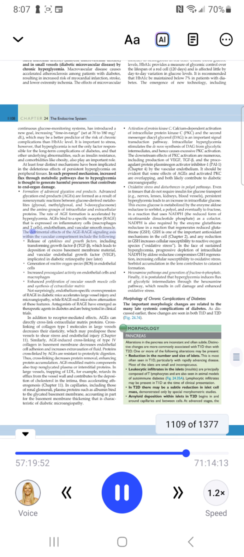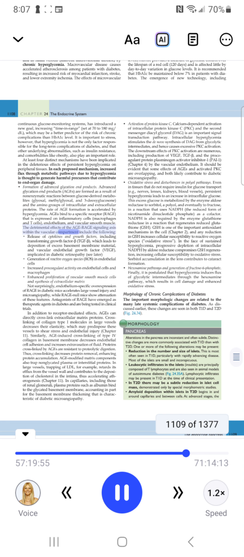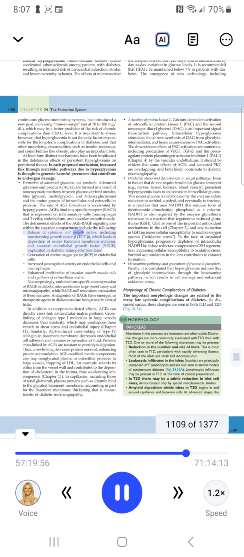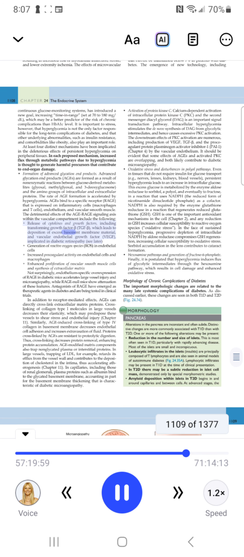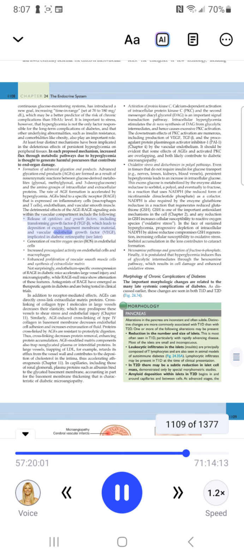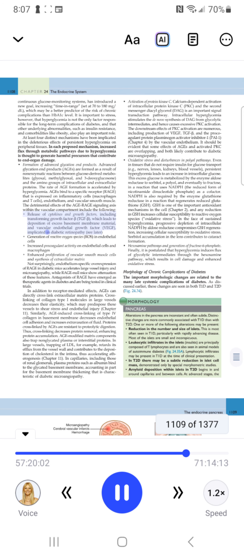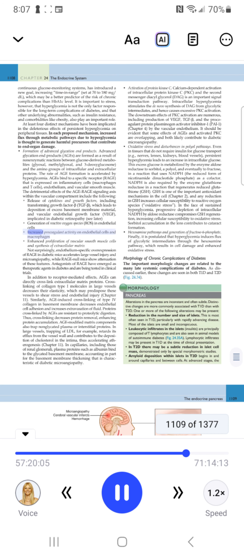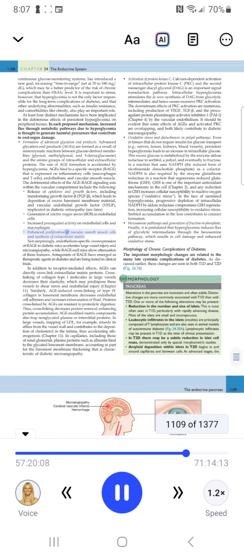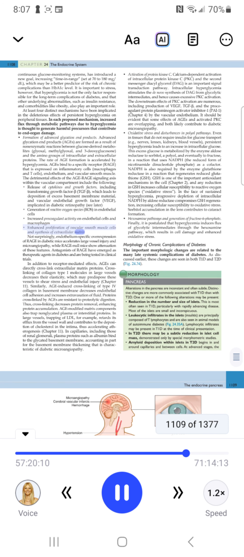smooth muscle. The detrimental effects of the AGE-RAGE signaling axis within the vascular compartment include the following: release of cytokines and growth factors, including transforming growth factor TGF-beta, which leads to deposition of excess basement membrane material, and vascular endothelial growth factor VEGF, implicated in diabetic retinopathy. See later. Generation of reactive oxygen species ROS in endothelial cells, increased procoagulant activity on endothelial cells and macrophages, enhanced proliferation of vascular smooth muscle cells, and synthesis of extracellular matrix.